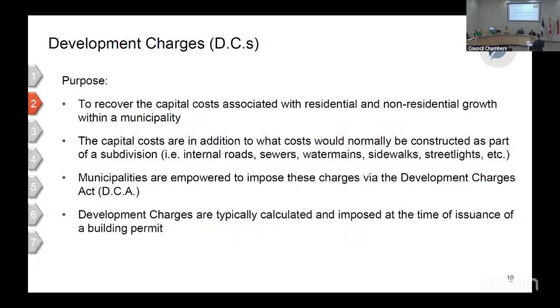Municipalities are empowered to impose charges via the Development Charges Act. And really this act guides how we create the background study, the methodology in undertaking the calculations, the public process that we're following, and then once we pass the bylaw, the implementation of the bylaw. Typically, development charges are payable and collected at the time of building permit issuance. With some of the recent legislative changes, that is now moved to occupancy for residential development, but we still calculate them at the time of building permit issuance.